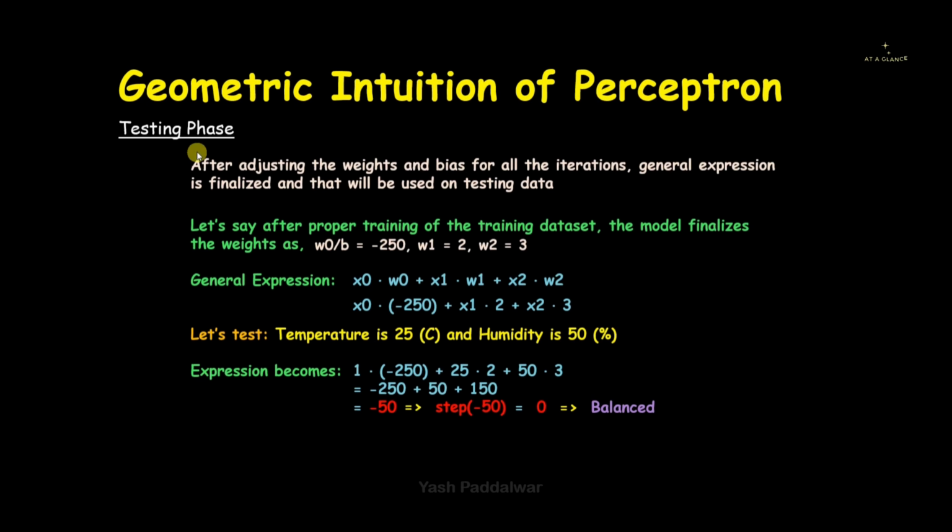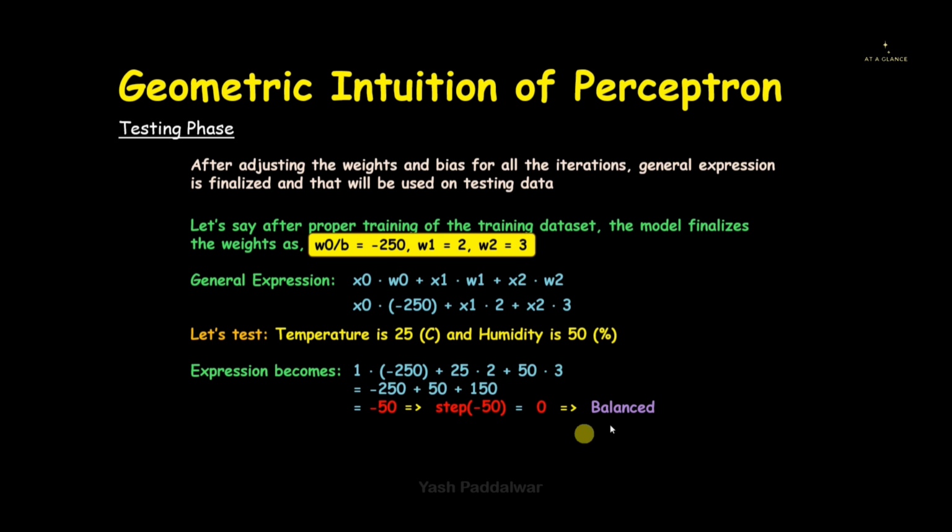And if you remember, in that particular example, in the testing phase, we understood that the Perceptron, while training itself, will finalize the weights, and that finalized weight will be used in the testing phase just to create the general expression. Whenever any new input data comes into picture, we can just fill all the values of that input data into that general expression, and once we compute the value, we will get to know what will be the prediction for that particular instance.